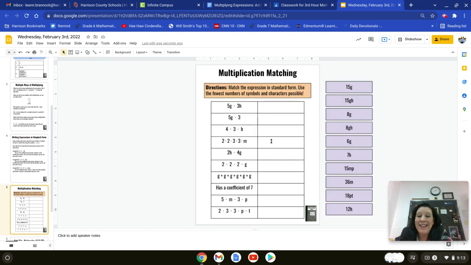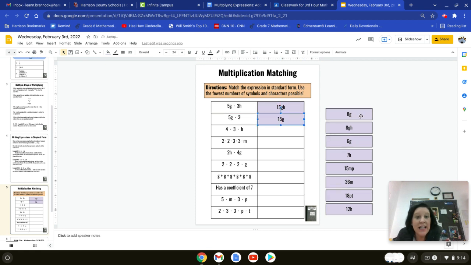So what you're going to do today is a drag and drop. So you see 5G times 3H. That would be 15GH because you would multiply those together. 5 times 3 is 15 times G times H. So 15GH. 5G times 3: 5 times 3 is 15, and you only have the G, so that would be 15G. So just multiply the numbers together, and just remember that when you have these numbers and letters side by side, it means to multiply. And so you have your multiplication happening.